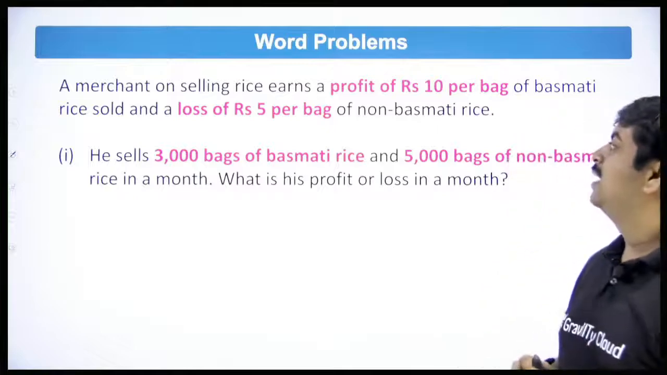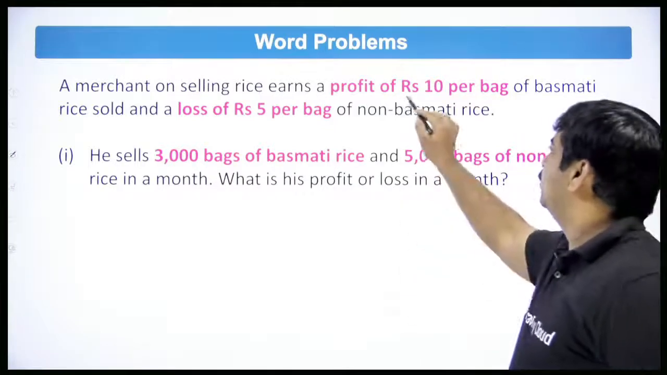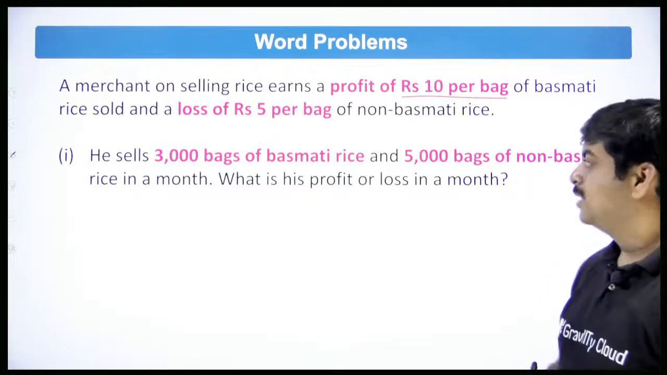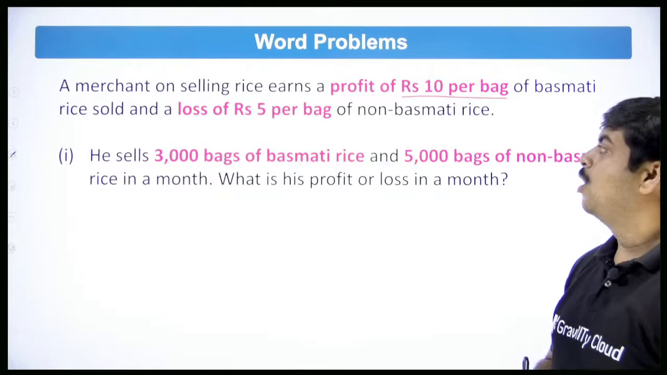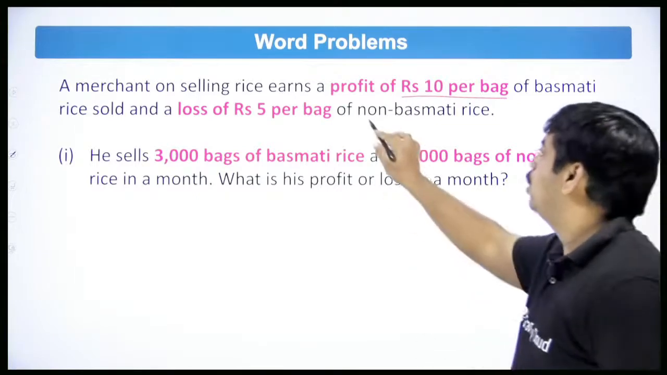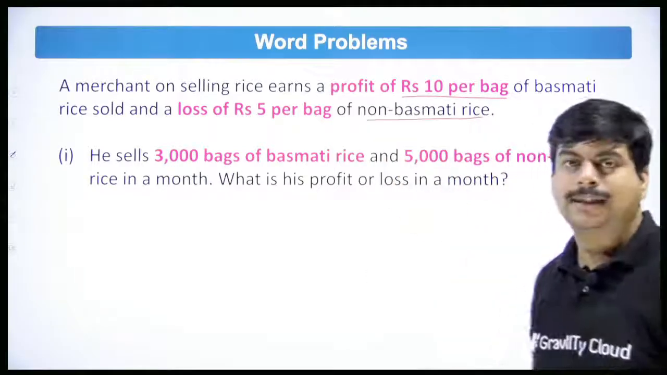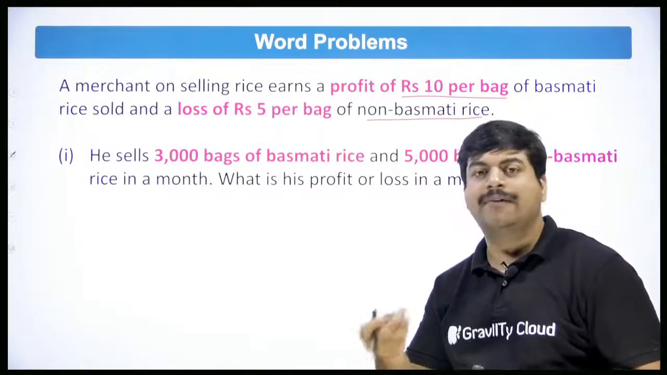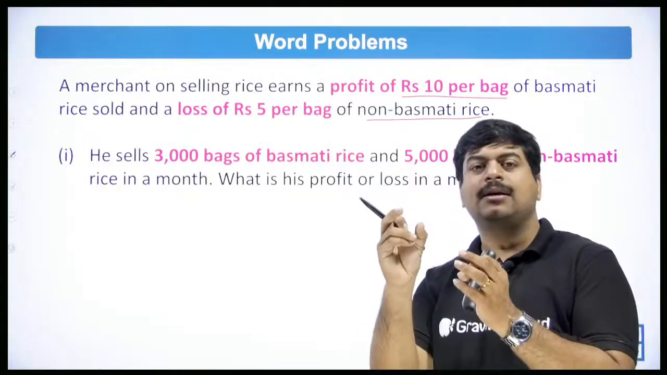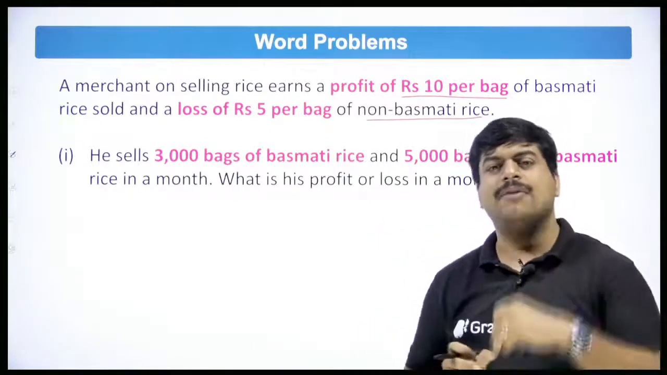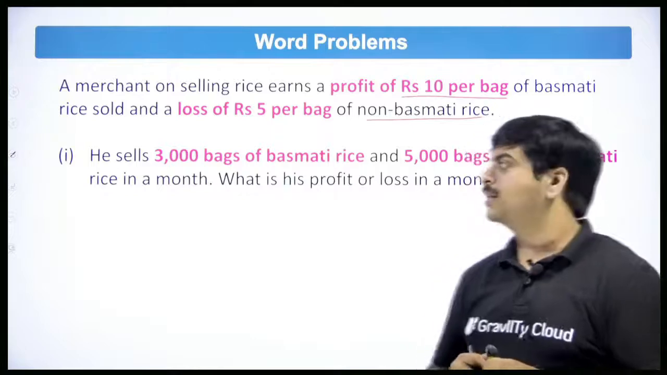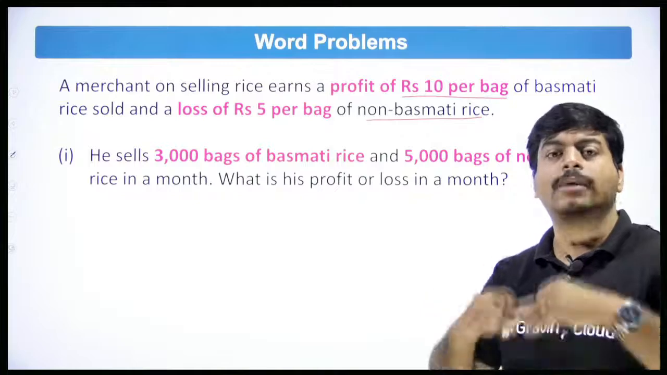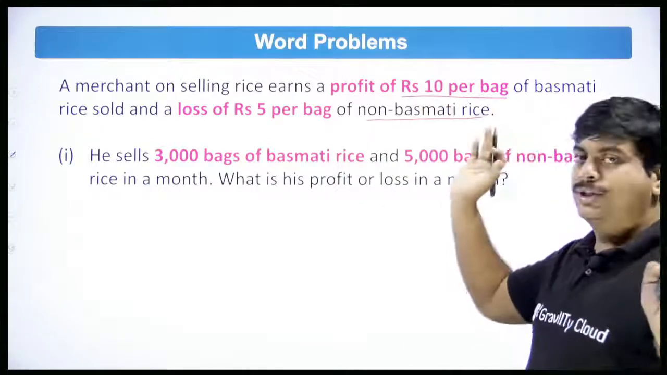A merchant on selling rice earns a profit of rupees 10 per bag of basmati rice sold, and a loss of rupees 5 per bag of non-basmati rice. See, there is a rice called basmati, which you generally use for biryanis. When you see the biryani, you have a different kind of rice, a bit lengthier than the normal rice, with a different fragrance. So a merchant is selling both basmati and non-basmati. How many bags? We still don't know that.